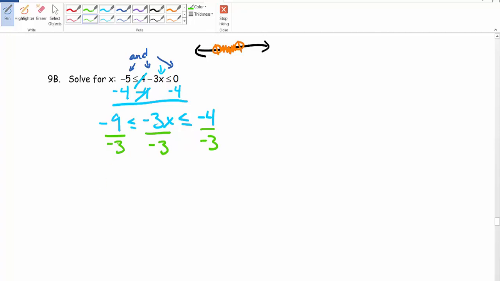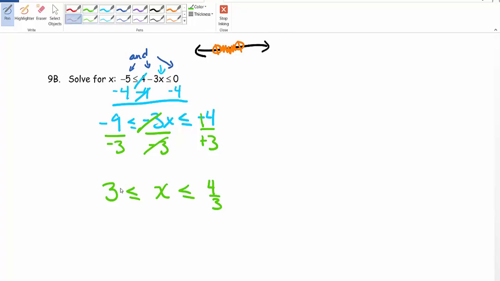And when we do that, we end up with -9 divided by -3, well, that comes out to be +3, is less than or equal to, the 3's in the middle end up canceling out with one another, leaving us with just the x, which is less than or equal to, negative divided by a negative comes out to be a positive number, and then we have 4 divided by 3, so 4/3, or 1 1/3.